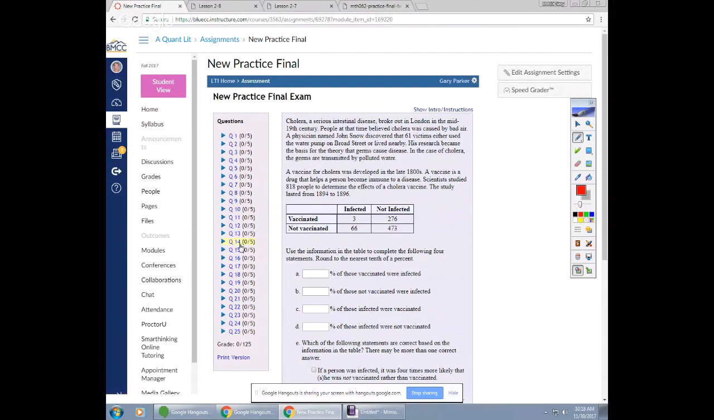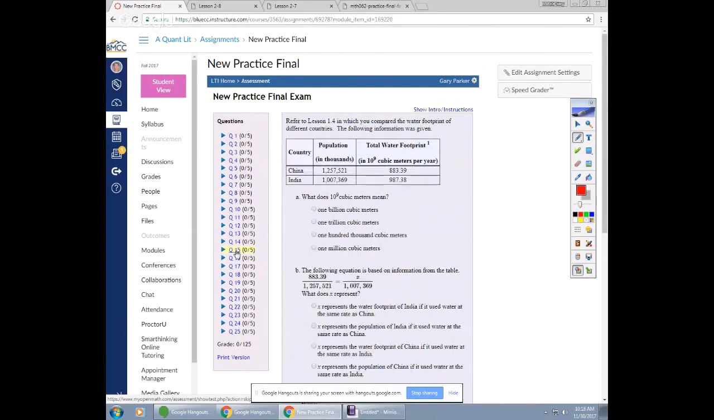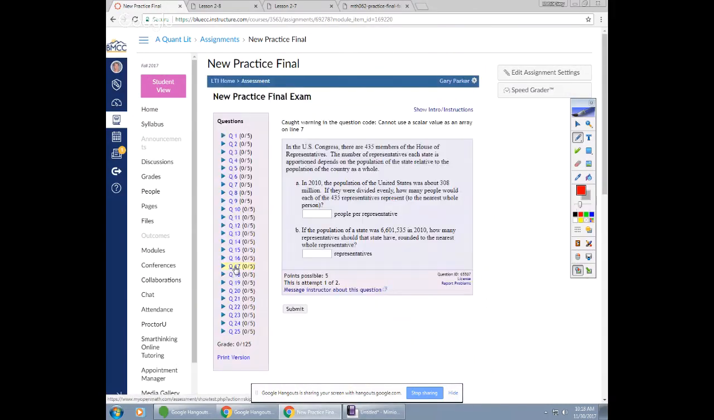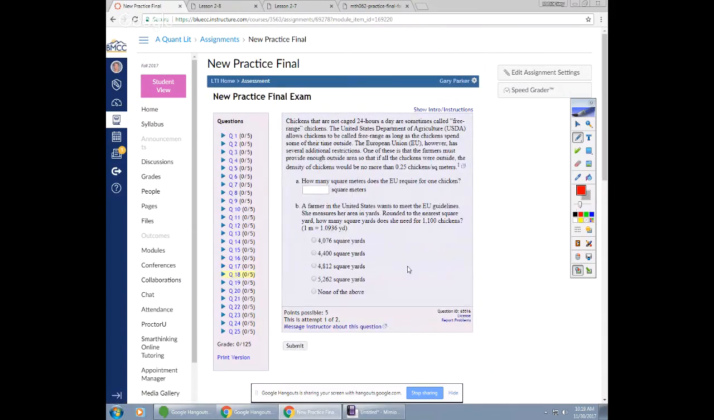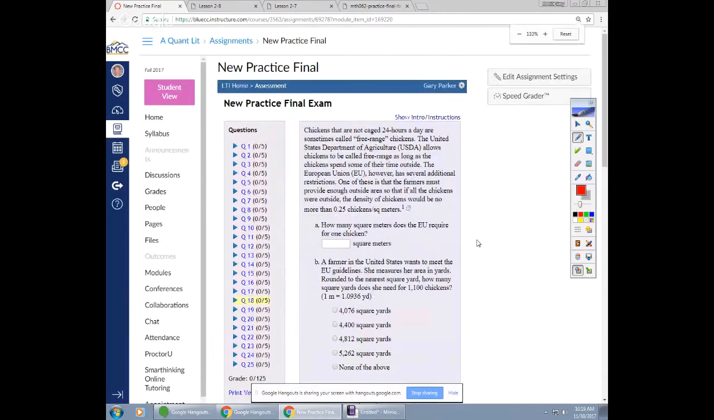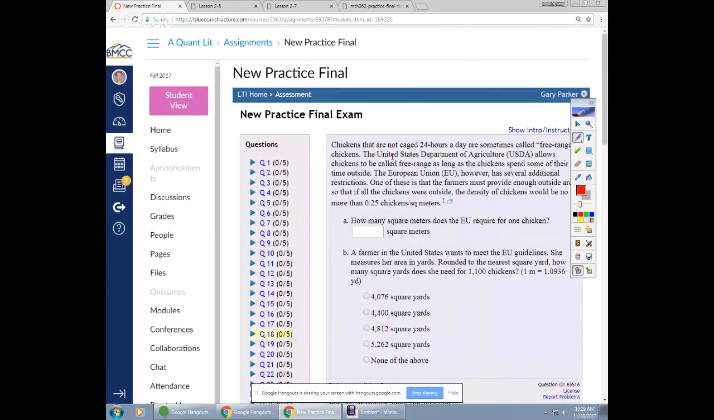That's not the right one. Oh, I changed the order. I forgot. Where did I put the chicken problem? There it is. Okay, number 18. Move it up a little. So chickens that are not caged for 24 hours are sometimes called free-range chickens in the US, as long as they spend some of their time outside. In the European Union, they have some additional restrictions, one of which is when the chickens are outside, the density has to be no more than a quarter of a chicken per square meter.